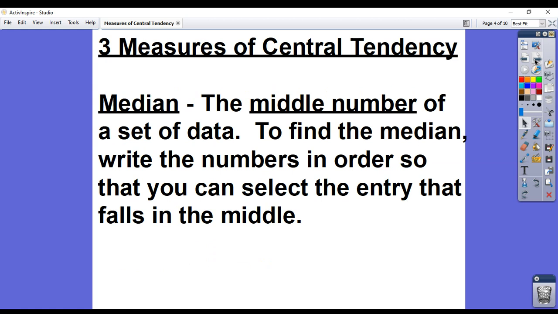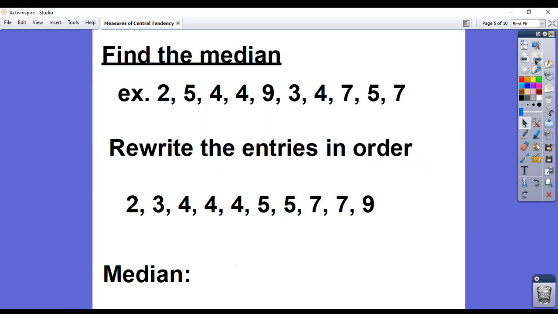The median is the middle number of a set of data. To find the median, we're going to have to write the numbers in order so that we can select the entry that falls in the middle. I've taken the same example and rewritten the entries in order: 2, 3, 4, 4, 4, 5, 5, 7, 7, 9. There are 10 entries.